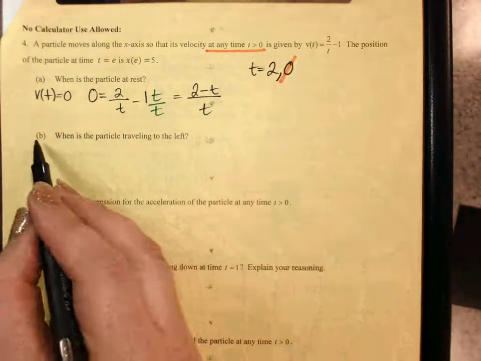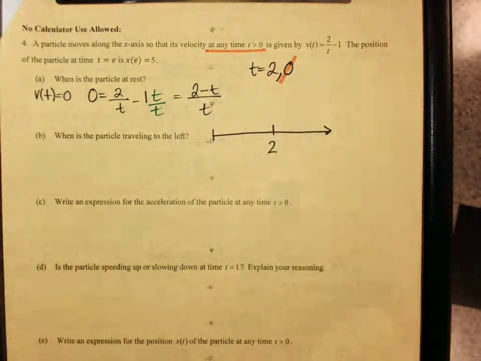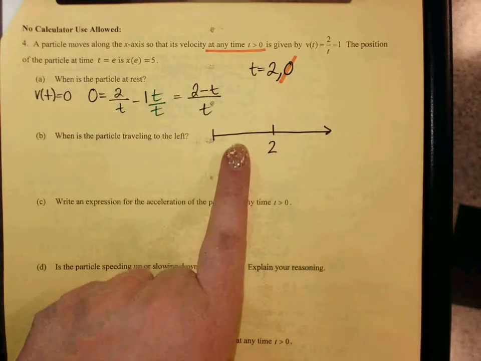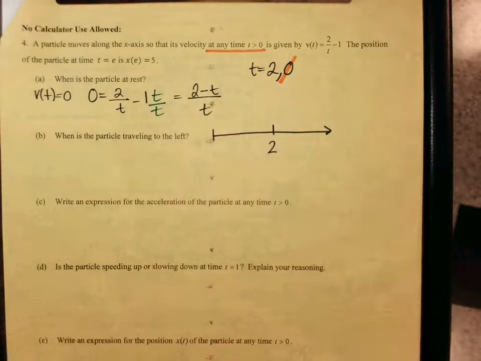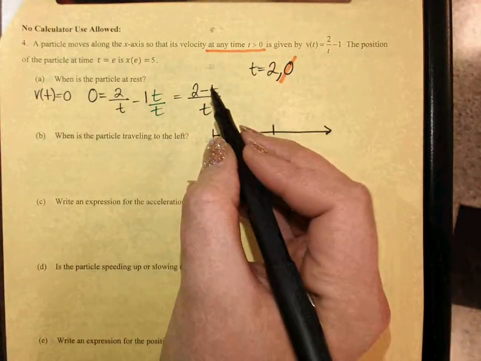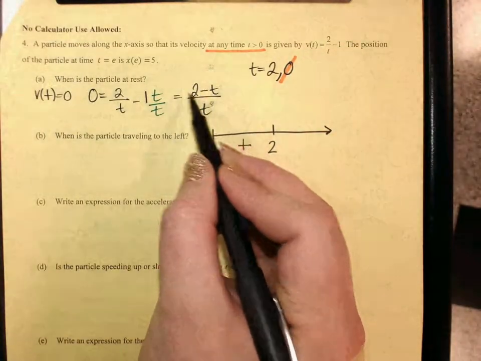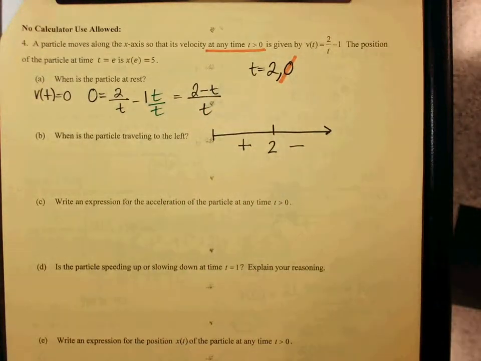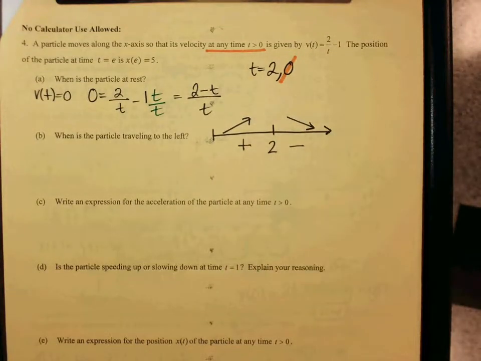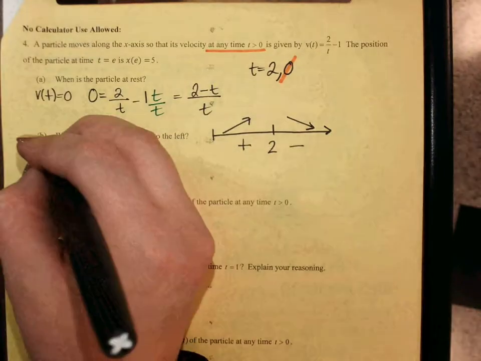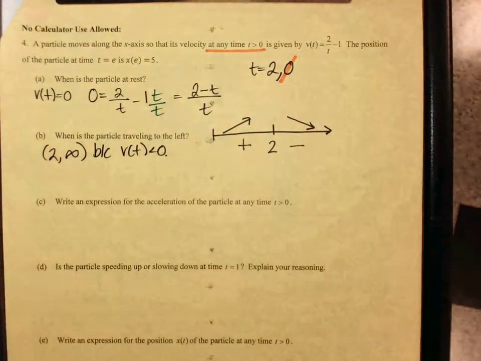So for my line chart for part B, it asks when my particle is traveling to the left, 2 is going to be my only critical number. Let's say that we pick 1 on the left side. What is 2 minus 1 on top? 2 minus 1 would be positive, then divide by 1. Positive. Say you pick 3. What's 2 minus 3 on top? Negative. That means that my particle was traveling to the left. So when is my particle traveling to the left? Which interval? Because v of t less than 0.